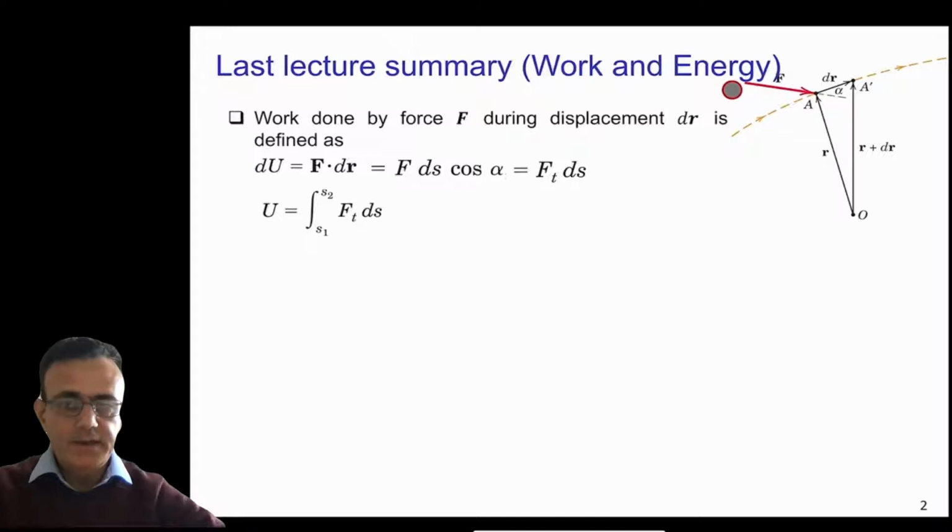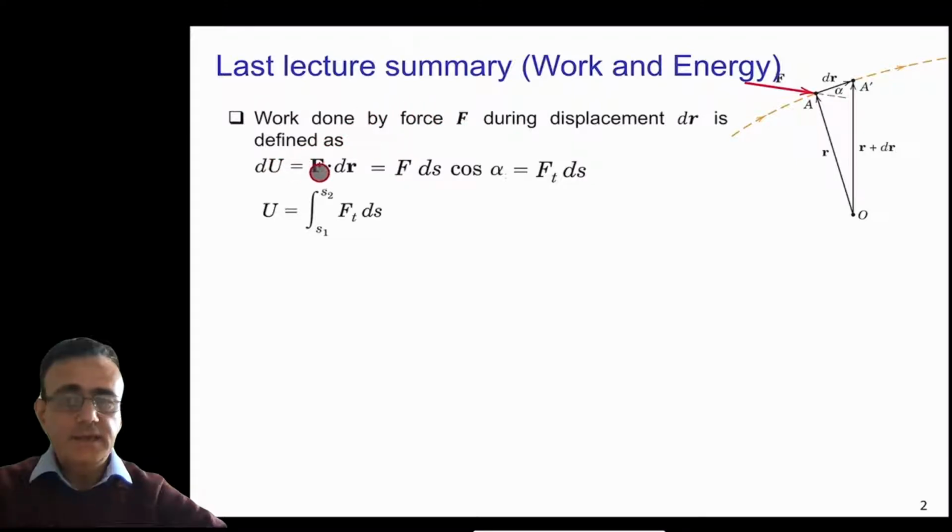energy. And as you can see in this figure here, when you apply a force on a particle, and the particle is moving from point A to point A dash, and the angle between the force and displacement, which is dr, is alpha here. So the work done by force F during displacement dr is given as here.